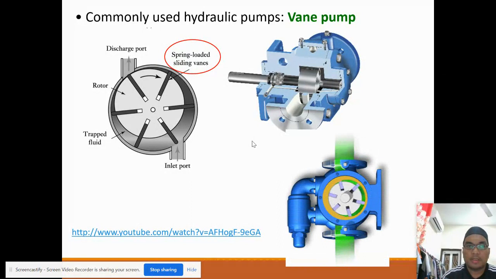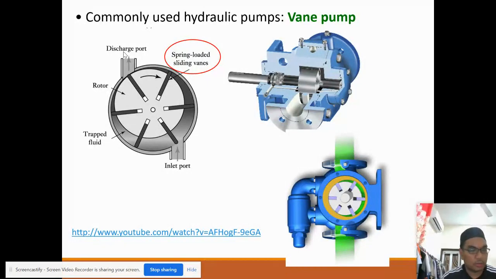The next one is on hydraulic pumps using a vane, the vane pump. This is the diagram of how it works. The oil goes to the inlet port, and it has a rotor inside this casing. It will move like this, and there are spring-loaded sliding vanes that control the movement of the trapped oil. When this rotor moves like this, the trapped fluid will follow the flow and go to the discharge port.